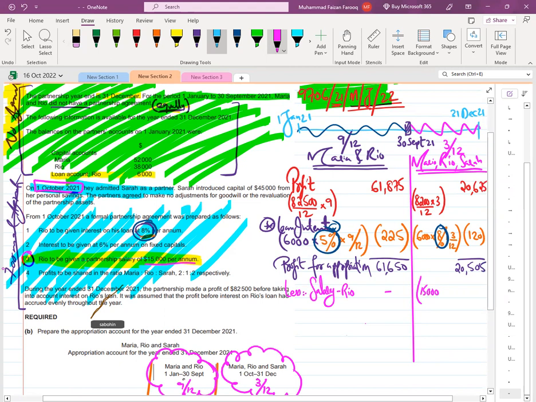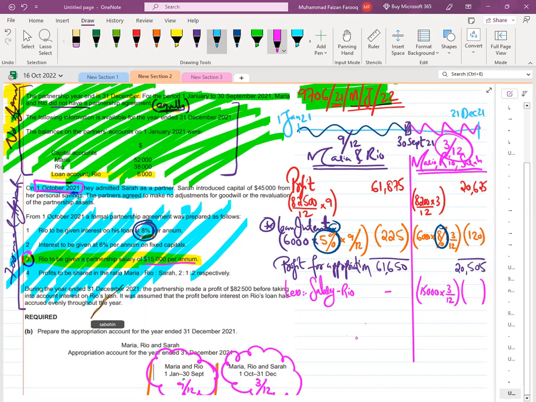Annum means 1 year. This is only a 3 months period, so we will not deduct the whole salary of 15,000. We will calculate it as per months because this is appropriation, as per the number of months. Mr. Rio's salary starts from 1st of October, so October, November and December, 3 months salary he will get, because for the first 9 months there is no information about salaries of any partner. So for the first 9 months there is no salary at all.